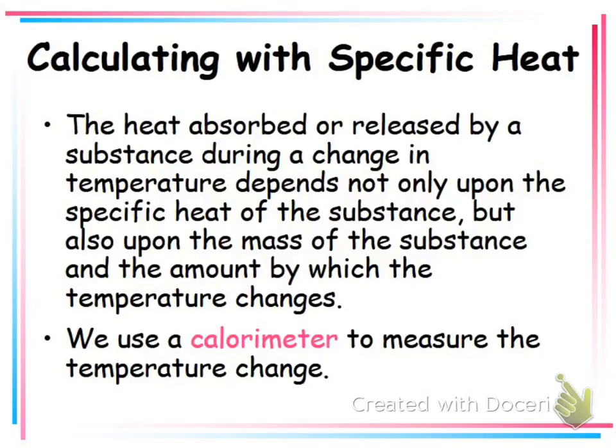So the heat absorbed or released by a substance during the change depends on not only the temperature, but the mass. We're going to use something called a calorimeter to measure the temperature change. Basically, a calorimeter is something that minimizes the surroundings' effect on the system.